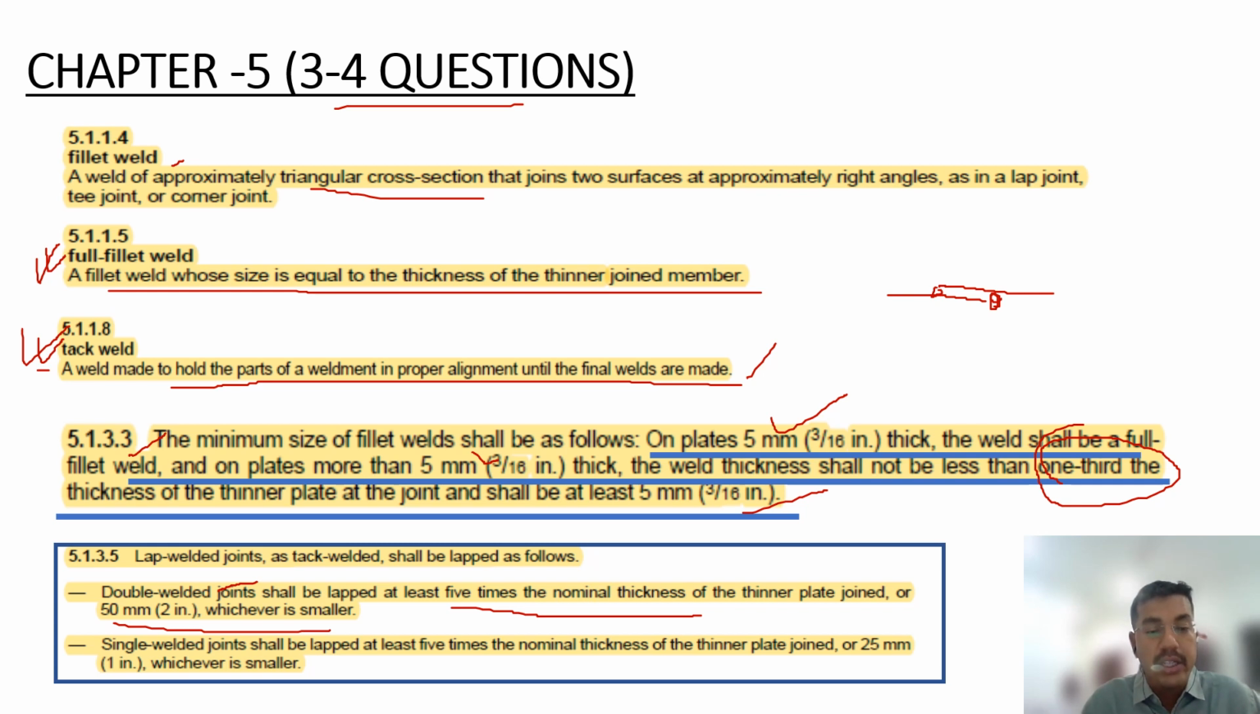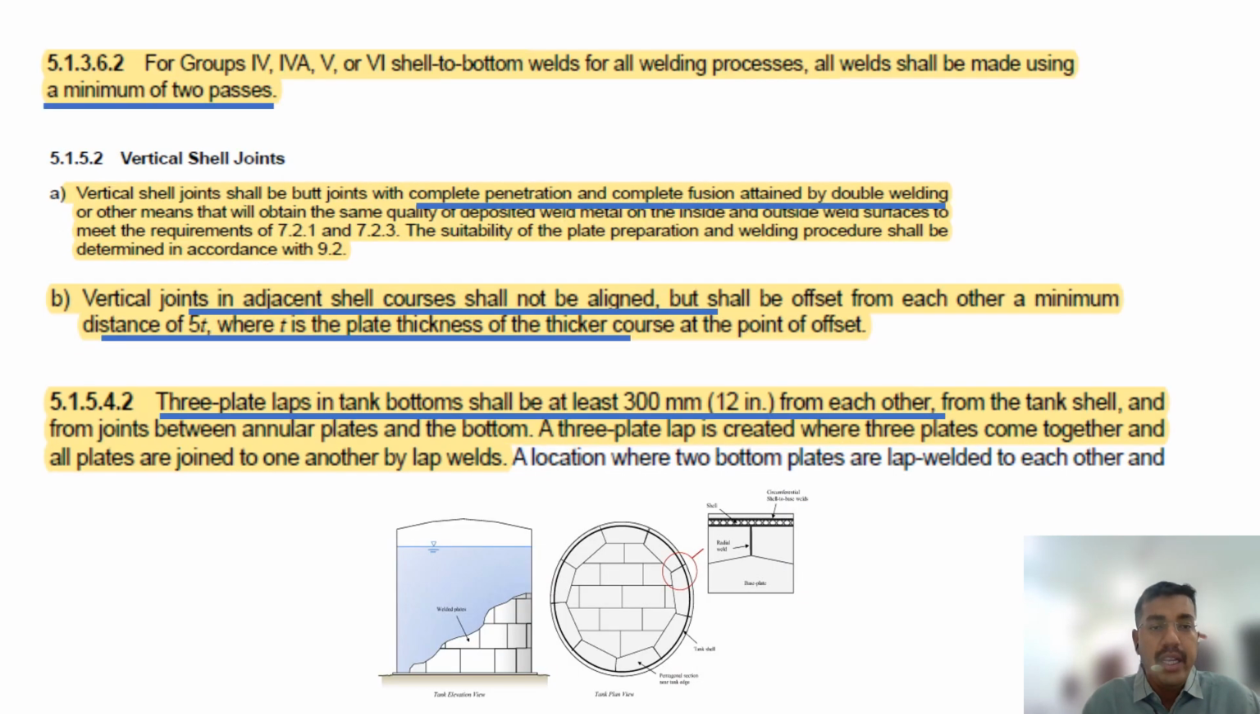And single welded joints shall be lapped at least 5 times the nominal thickness of the thinner plate joint or 25 mm, whichever is smaller. As I told you, for group 4 to 6, shell and bottom plates, all welds shall use a minimum of 2 passes. This is very important.